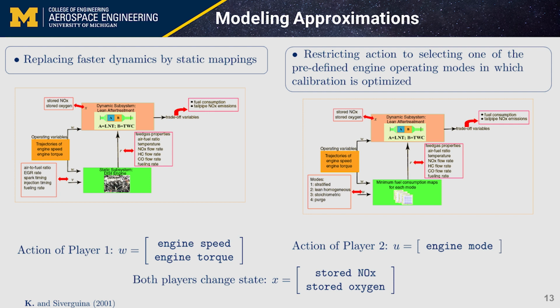So that's a simplification. Okay, so action of player one in this setting is deciding on engine speed and engine torque. That's a driver or drive cycle. And action of player two is deciding on one of these engine modes. So there's really four possible actions from which you can select at any given time.